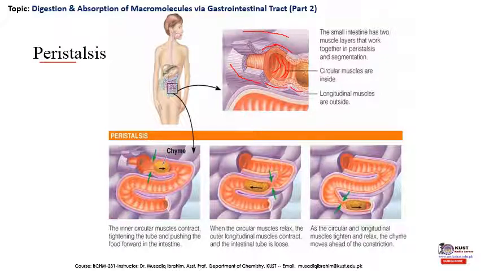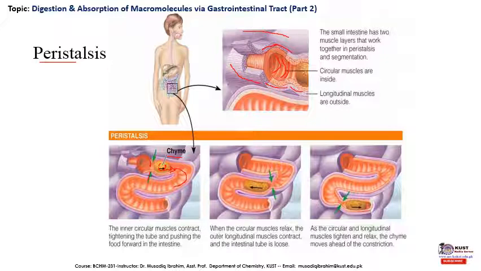Now when the semi-liquid fluid, which is chyme, has reached the small intestine, first of all, the inner circular muscles start to contract, and as a result of their contraction they are squeezing the chyme to move forward and pushing the food within the intestine.